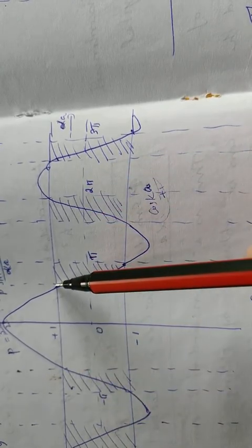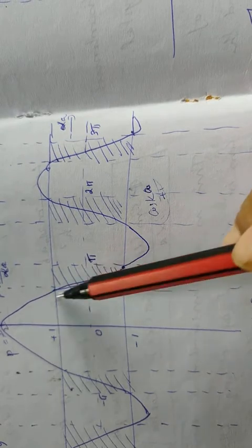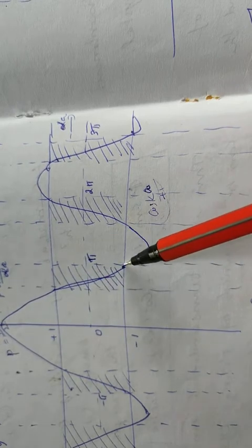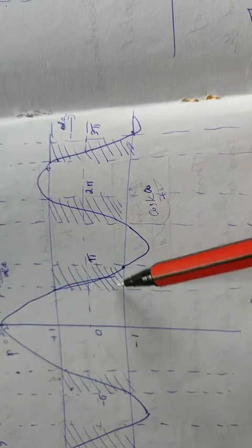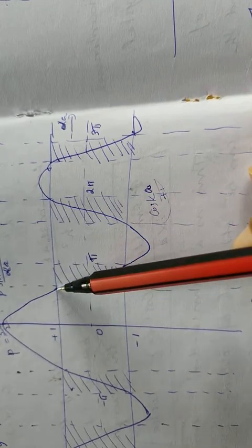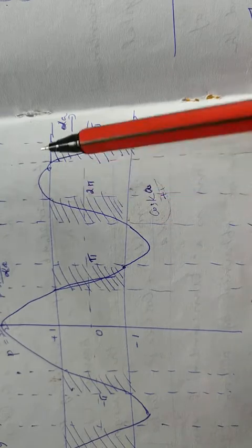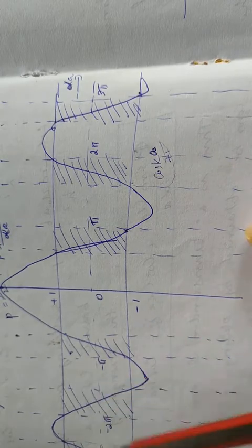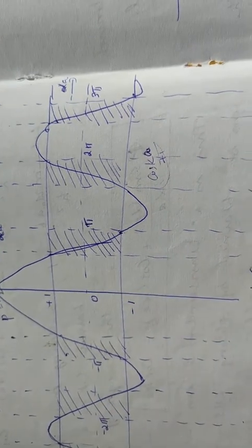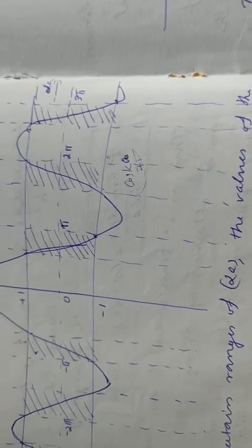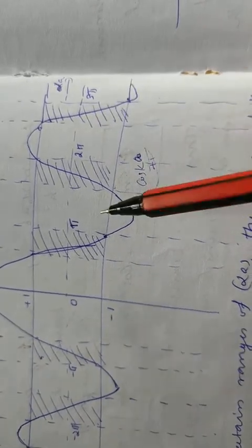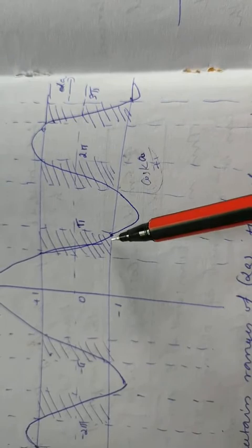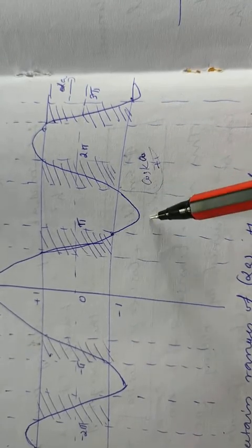So the right side function and left side function will intersect at these points. This is the boundary determined by this cos function, so it will intersect at these points. These are the points of intersection. Similarly, on the left side, these are the points of intersection of this LHS and RHS functions. And you can see in some regions the value of this function lies outside this plus or minus boundary.